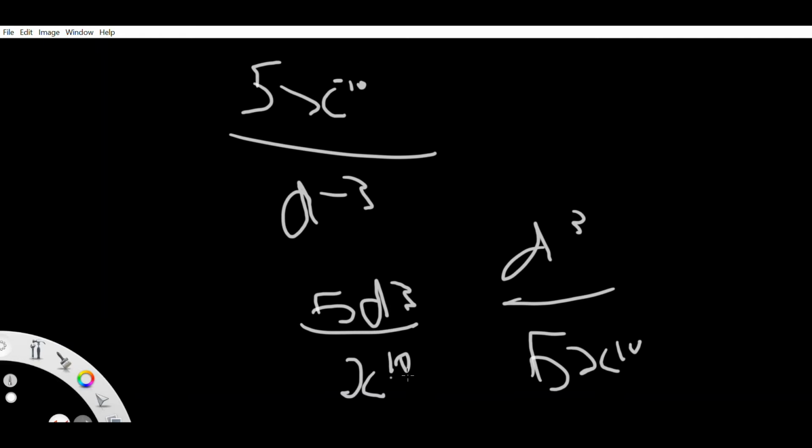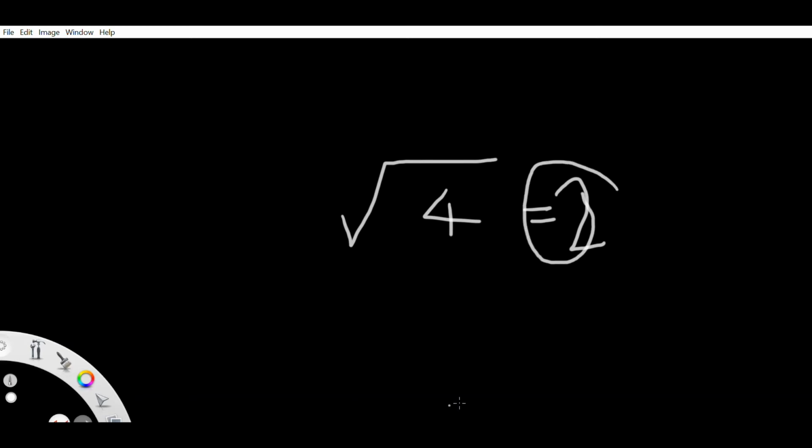So next, let's go over rational exponents. The radical symbol, aka the square root symbol, basically does this: suppose we have root 4, it would be 2, since what number makes 4 when multiplied by itself? So 2 would obviously be the number.